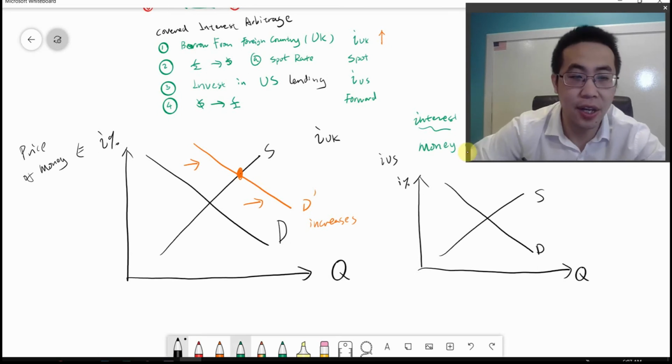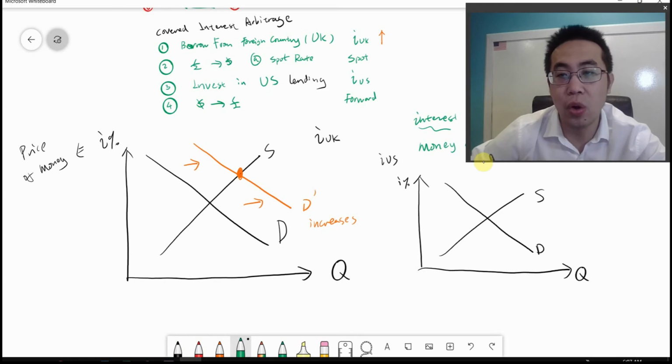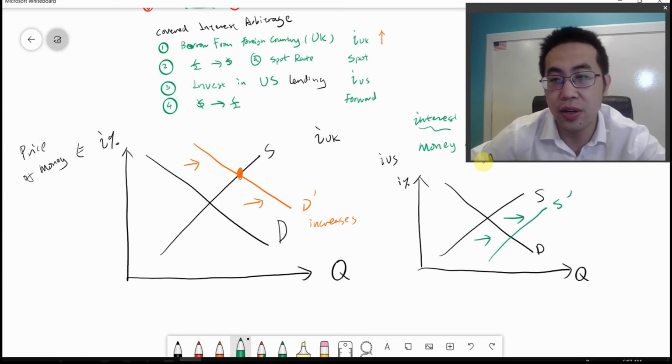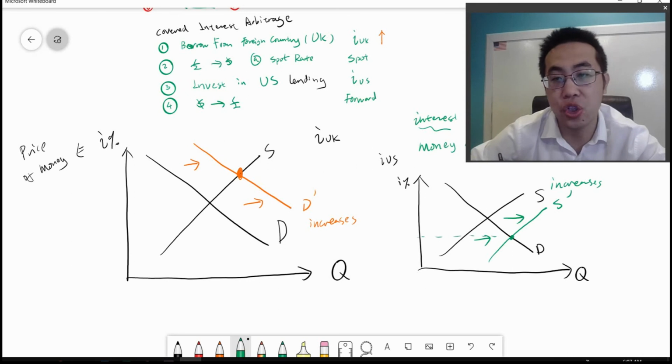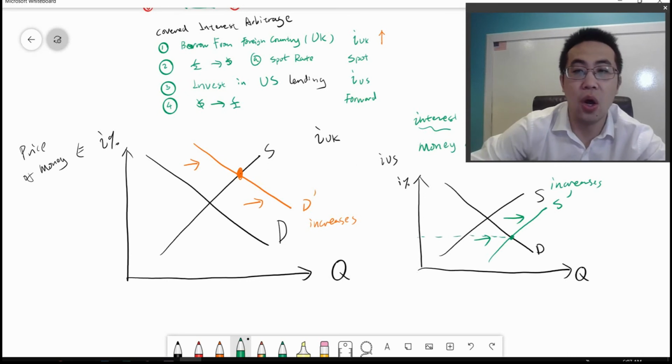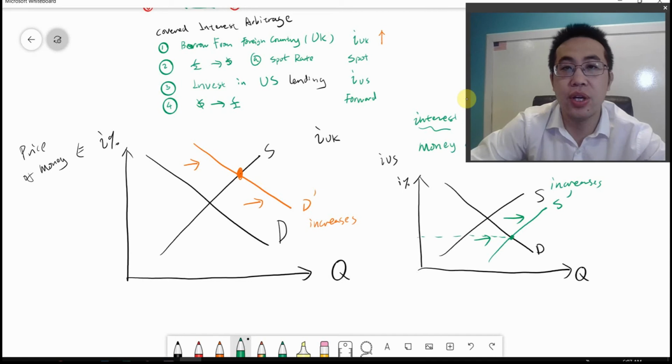With that being said, if there is more and more supply of loans, so when your supply increases, this increase of supply would push down the interest to a lower level. All right, so what would happen to the US interest? It would go down.